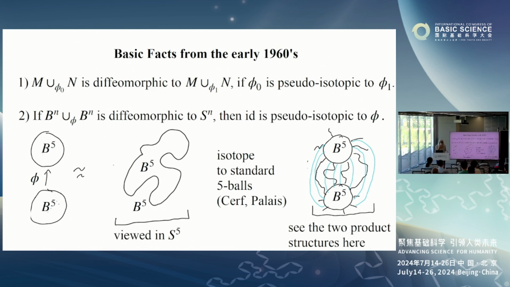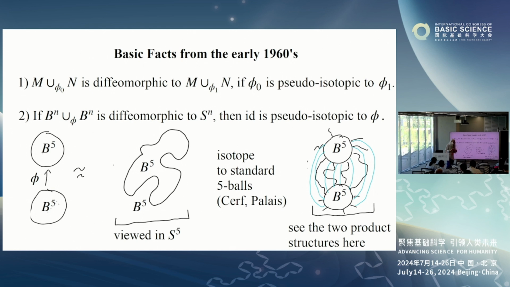But here's another little fact. Suppose I glue two n-balls together and get the standard n-sphere. Then the gluing map is in fact pseudo-isotopic to the identity. And this is a pictorial way of seeing this. Here's the gluing on the left, and now we're gluing these 5-balls together. And now on the right, you can see the balls themselves sitting inside the 5-sphere, which you know is standard.